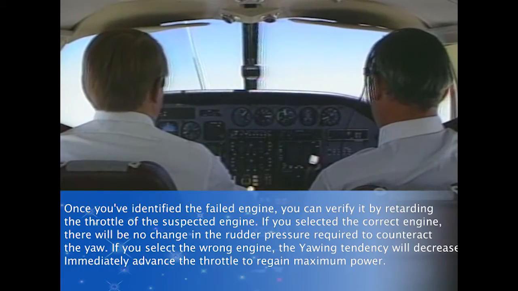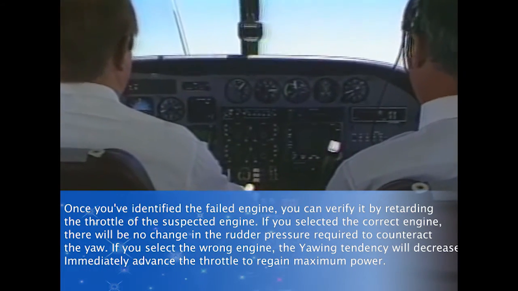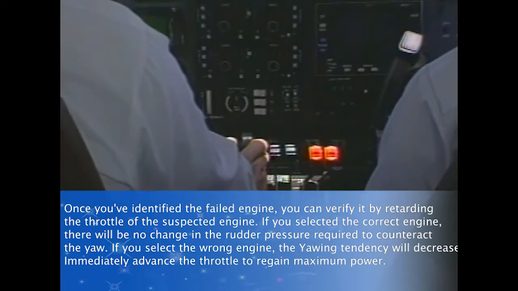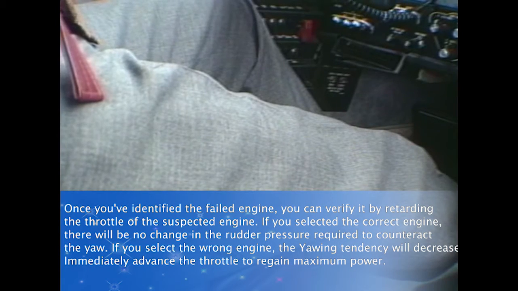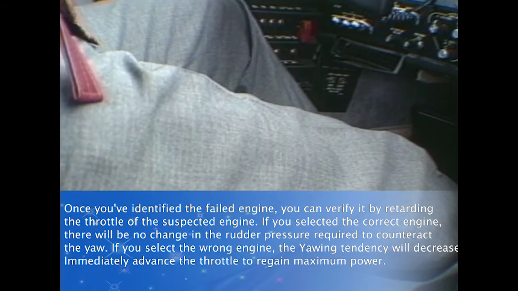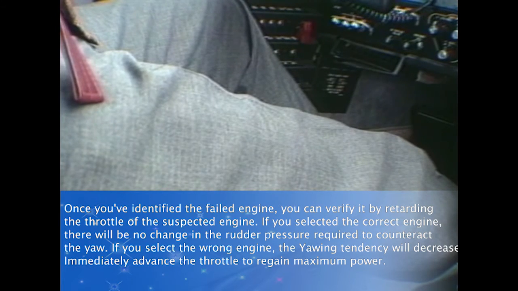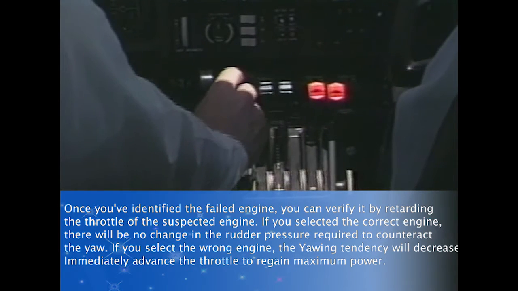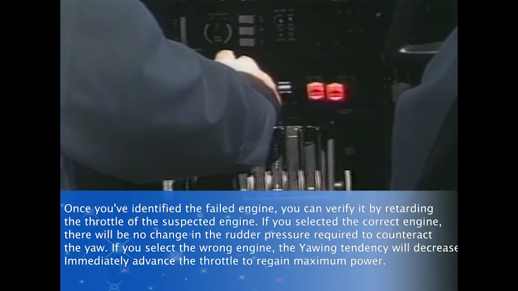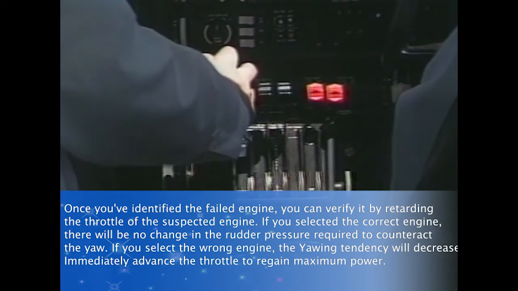Once you've identified the failed engine, you can verify it by retarding the throttle of the suspected engine. If you selected the correct engine, there will be no change in the rudder pressure required to counteract the yaw. If you select the wrong engine, the yawing tendency will decrease. Immediately advance the throttle to regain maximum power.